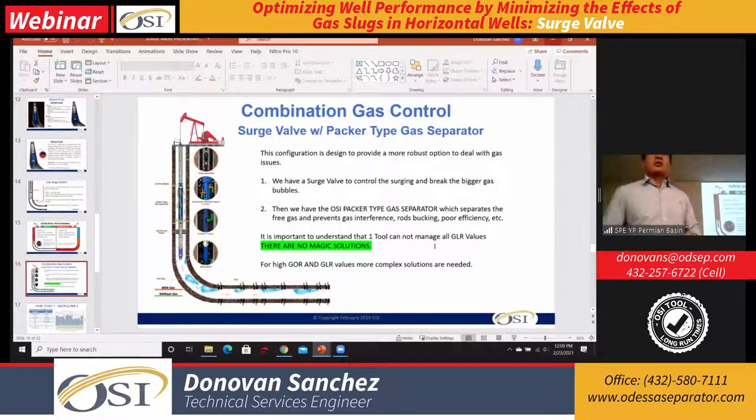So as you saw from that video earlier, here's a combination gas control that will give you the best of both worlds.